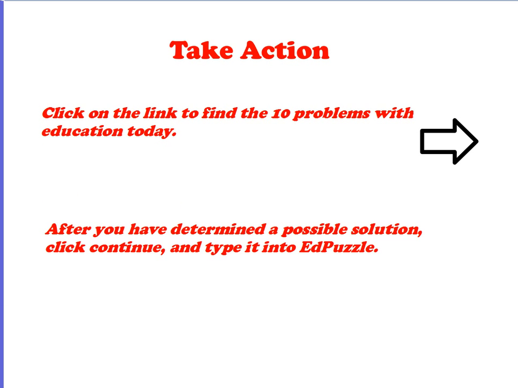Click on the link and you'll see another website come up, and it's an article highlighting 10 problems with education today. After you've picked one and determined a possible solution, just click continue. You're going to type that solution directly into EdPuzzle when it prompts you to do so. Alright, so very straightforward. You're just going to read the section that you want to read, come up with an idea, and write it down. I'll give you about 5 minutes to get that done, and then you'll type in your solution.